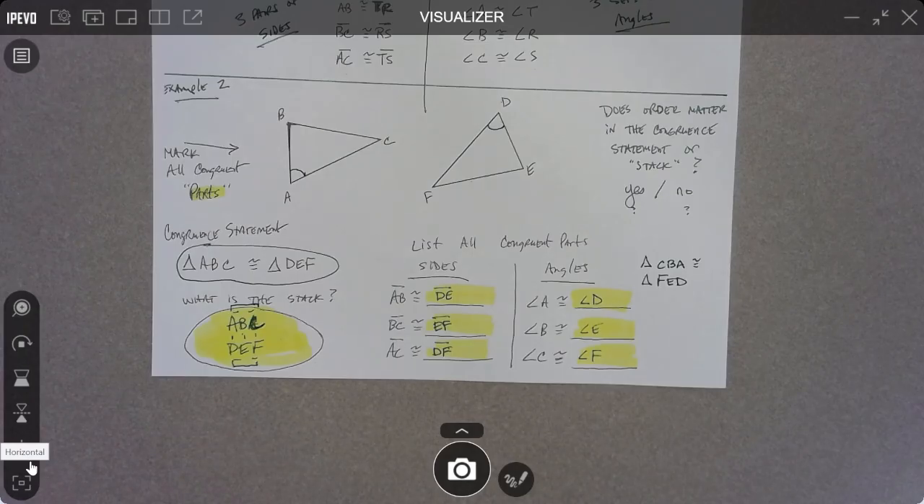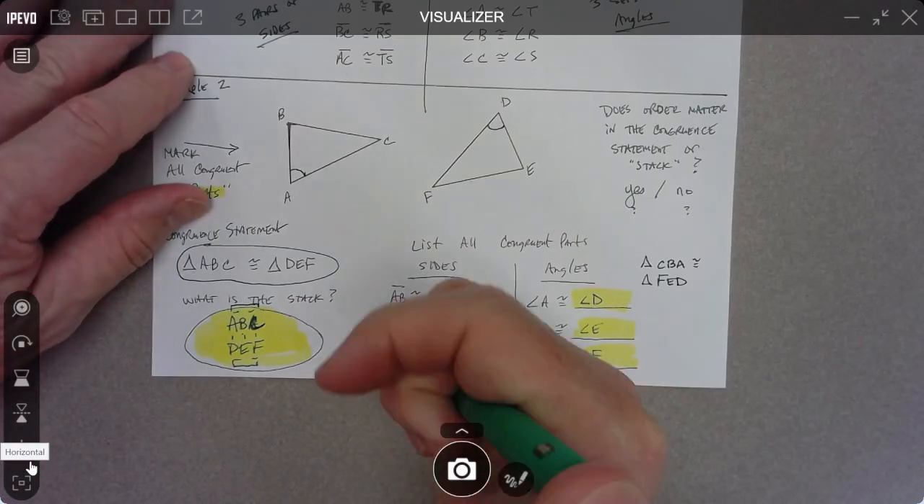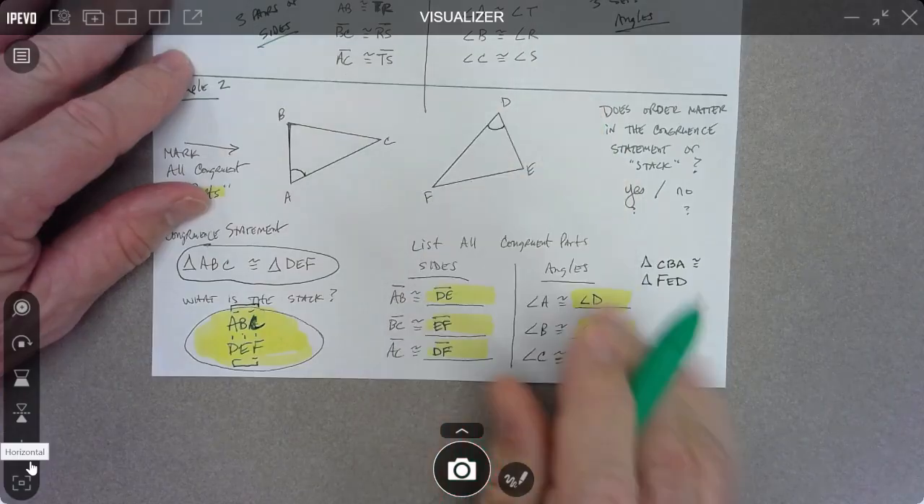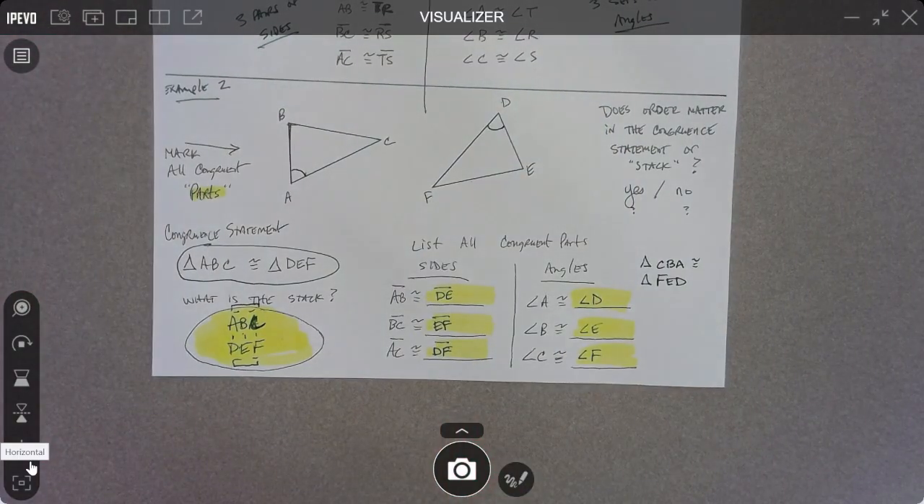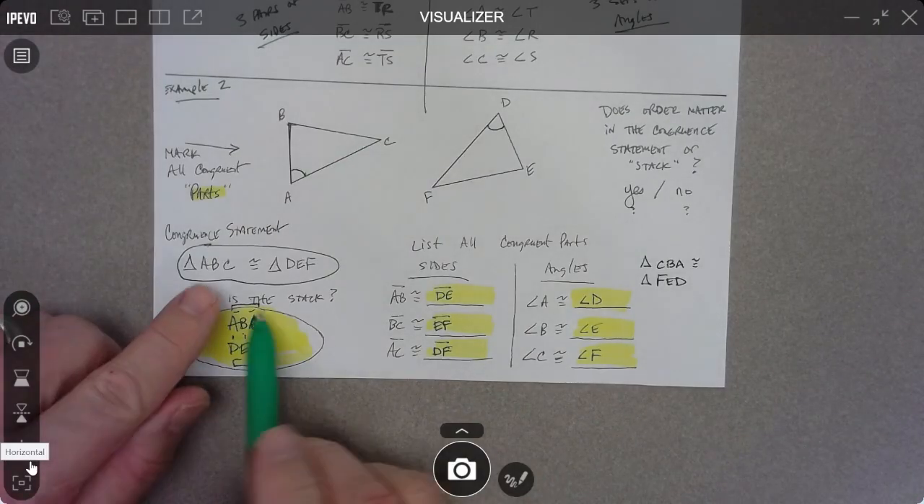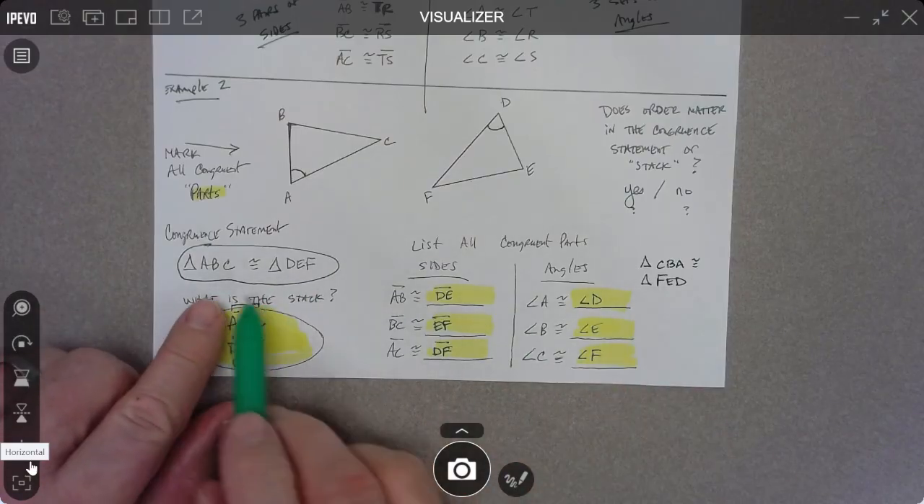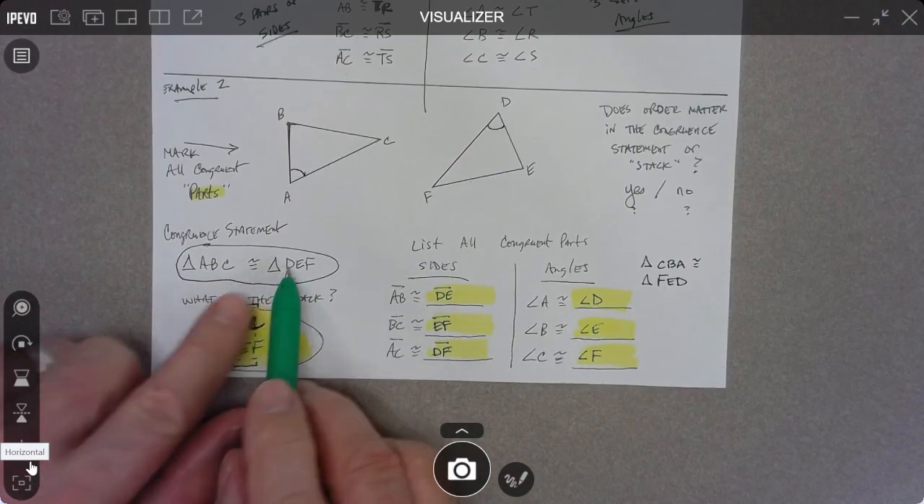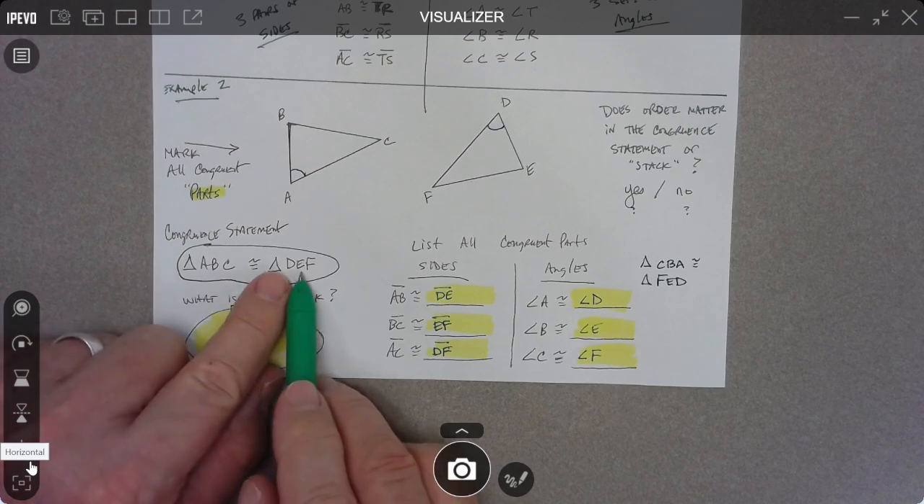And so, yeah, they don't have to be in alphabetical order or anything like that. It could be anything. It could be MPT, AXM. It won't matter. What matters is this word corresponding. When I say corresponding parts, that means that one from one triangle matches one with the other. Does order matter? Is the question. So what I said here, CBA would be, in this case, FED. If I wanted to say BCA, then I could say EFD.